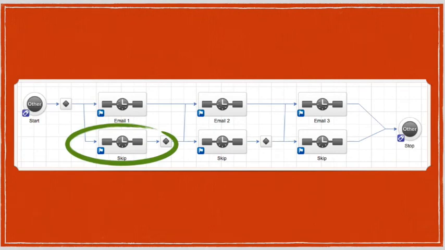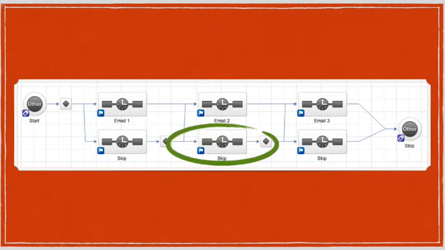The skip sequence is empty and immediately goes to the next decision diamond, which asks the question, do they have the tag that tells us that they've seen email 2? And in this case, they do, because they already went through that sequence. And so they move immediately to the skip sequence that equates to email 2.